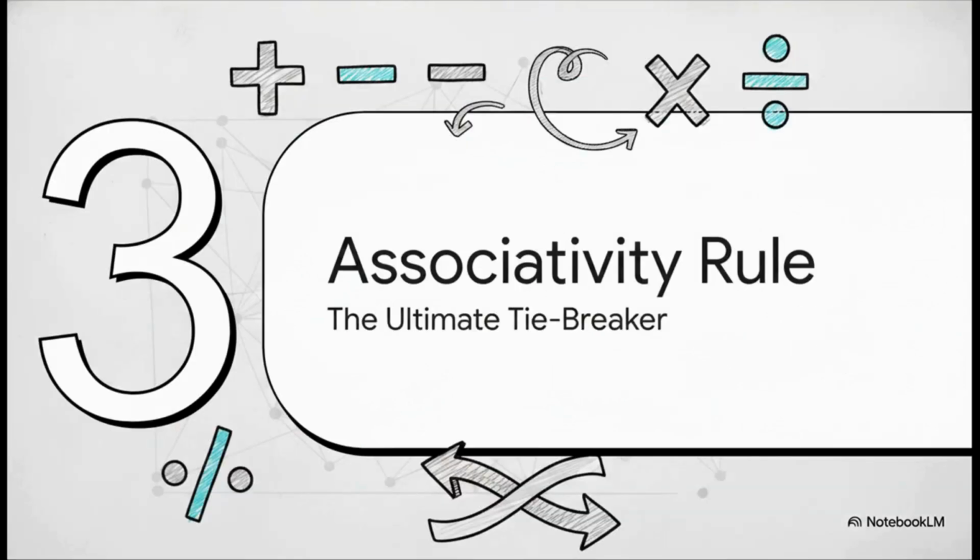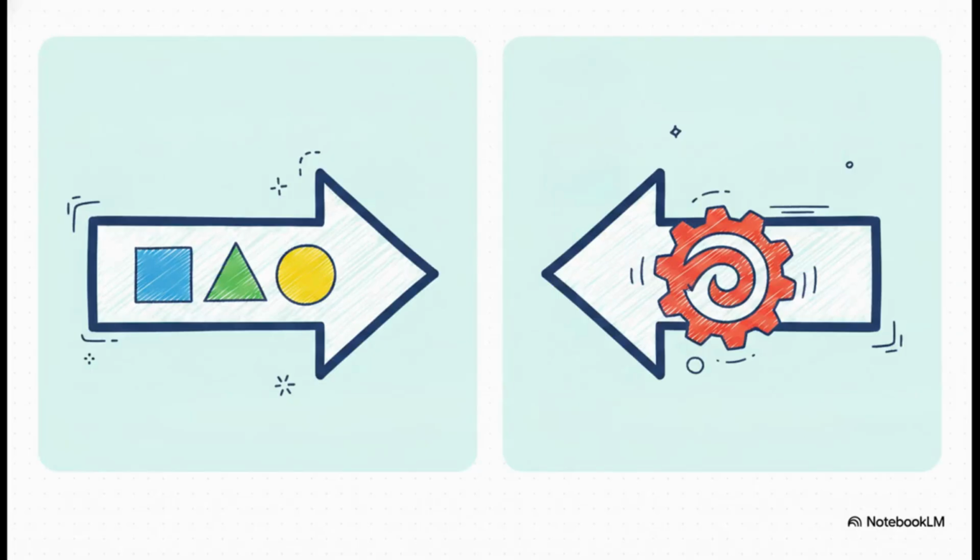That brings us to Section 3, the associativity rule, the ultimate tiebreaker. So what happens when two operators share the exact same priority level? Say you have an addition and a subtraction right next to each other. That's where the associativity rule swoops in as the tiebreaker. The vast majority of operators normally read left to right, exactly like reading a book. But we do have a few specific rebels that evaluate right to left. For example, if you chain multiple assignment operators together, the compiler actually starts on the far right and works its way backward. Pretty wild, right?